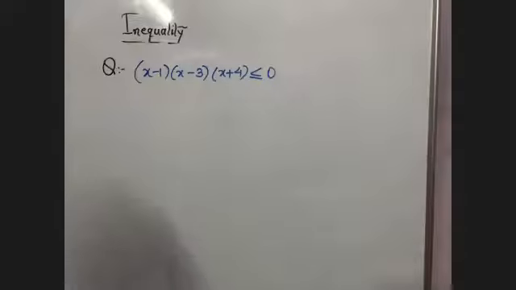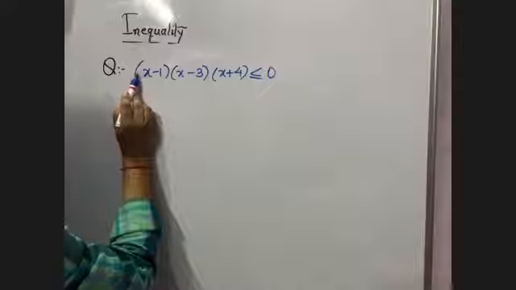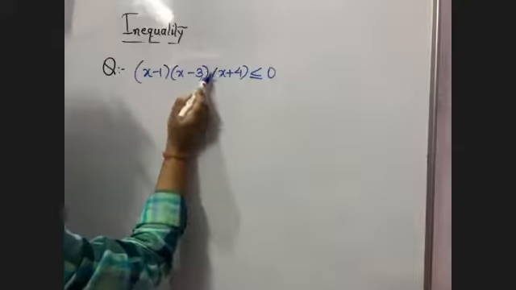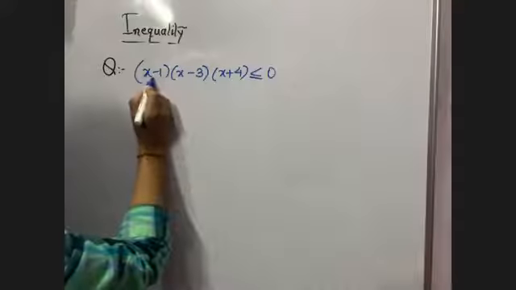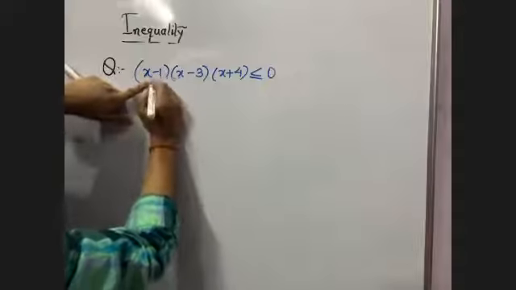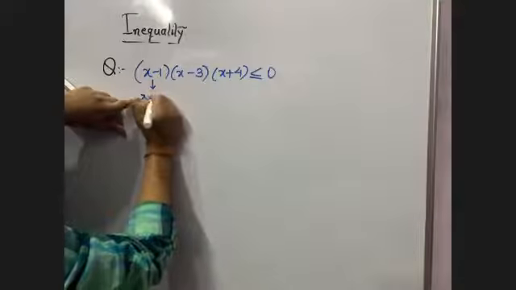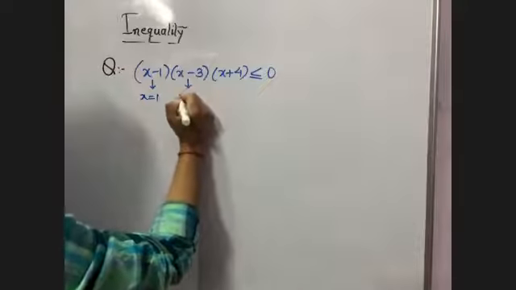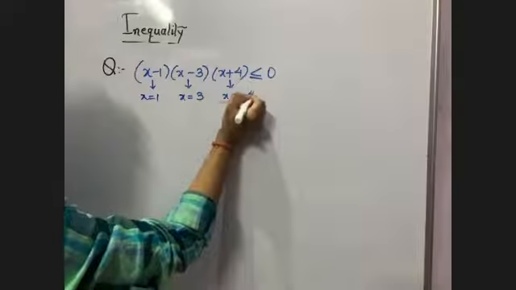Now look at this problem. Tell me, the coefficient of x is 1 here, 1 here, 1 here. No need to change anything. Now put each factor equal to 0. I'll get x is equal to 1. Put it equal to 0, I'll get x is equal to 3. Put it equal to 0, I'm getting x is equal to minus 4.